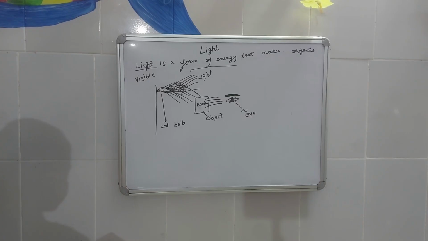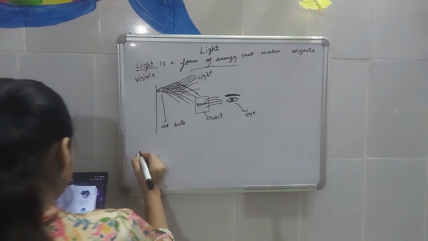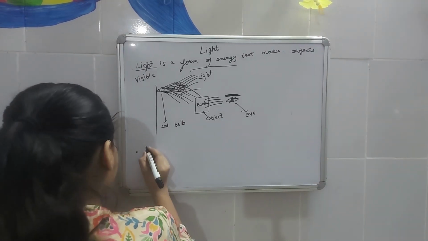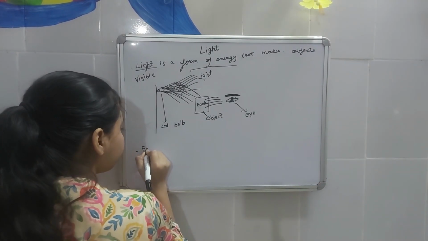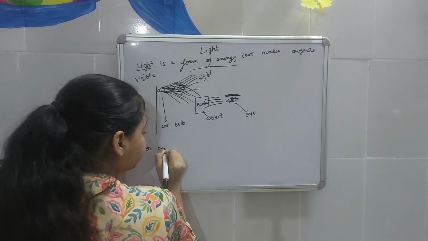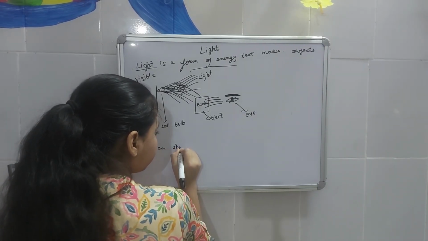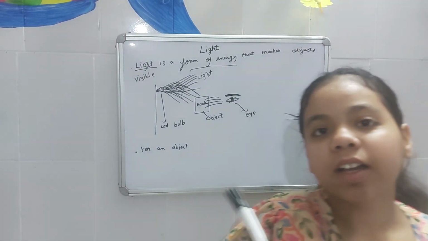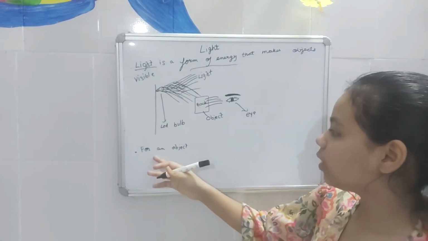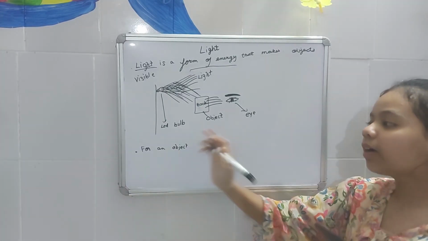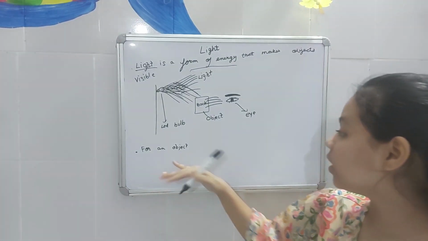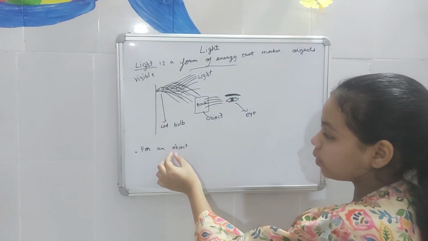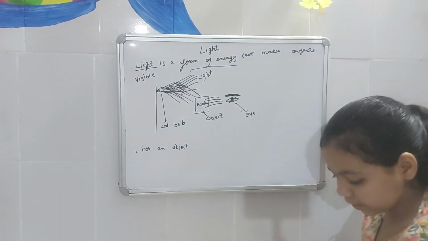So what is the second point? The second point is that for an object to be visible, for an object, I have told you about the articles. That's why we have put N over here, because the sound is coming of O, right?